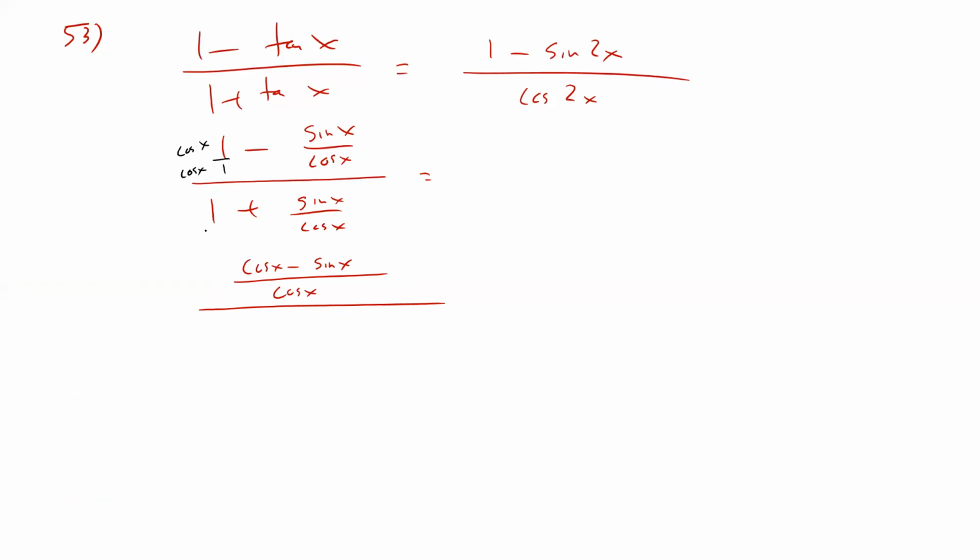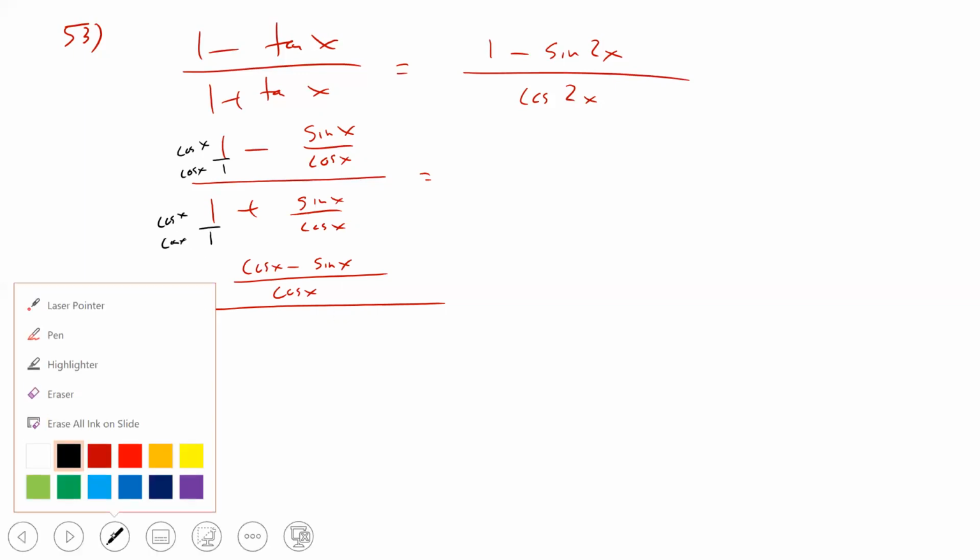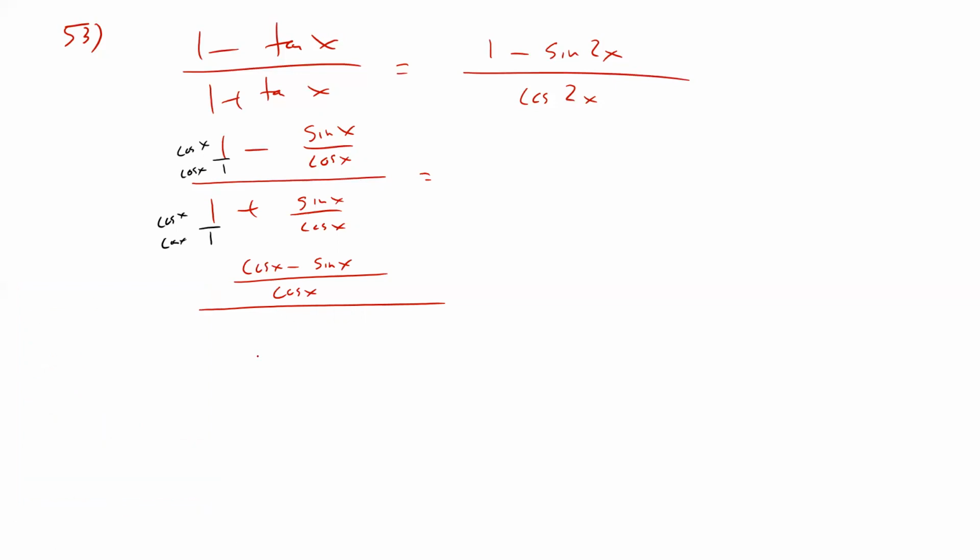Same thing I'm going to do over here. Make this 1 over 1. Cosine x, add together, this gives me a cosine x, and this would be a cosine x plus sine x.